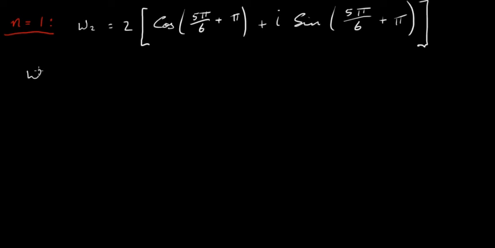Okay, so w2, our second root, is going to be equal to 2. Let's just work this out. We have to get the cos of 5 pi over 6 plus pi over 1. I'll just work it out here. I'm going to rub this out in a second because I'm running out of room, but let's work it out anyway. We've got 5 pi over 6 plus pi.